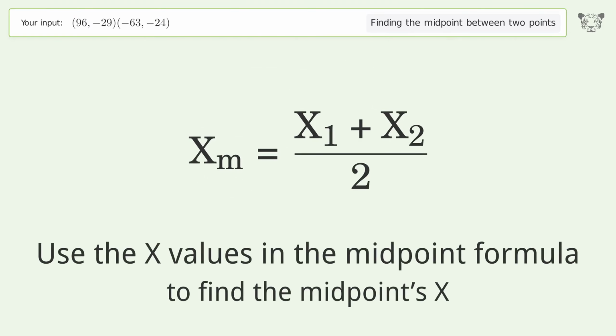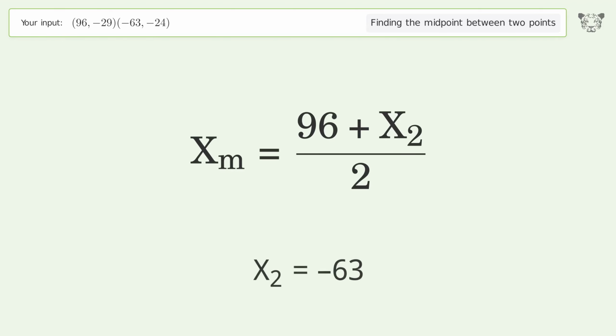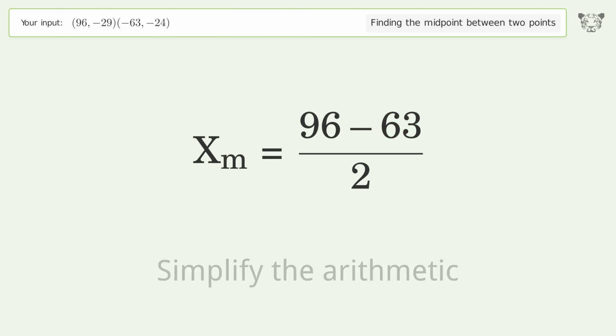Use the x values in the midpoint formula to find the midpoint's x. x1 equals 96. x2 equals negative 63. Simplify the arithmetic.